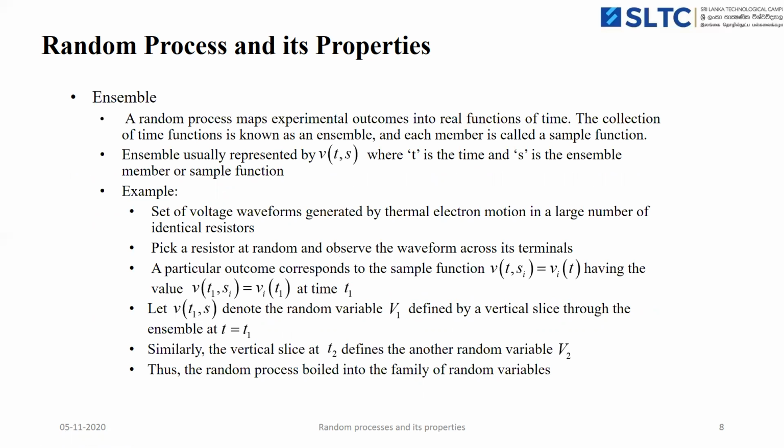Next, coming to the ensemble. Another name for the random process is ensemble. A random process maps experimental outcomes into real functions of time, like waveforms. The outcomes are mapped into the waveforms. The collection of time functions is known as an ensemble, and each member is called a sample function. The ensemble is usually represented by the notation V of t comma s, where t is the time and s is the ensemble member or sample function.